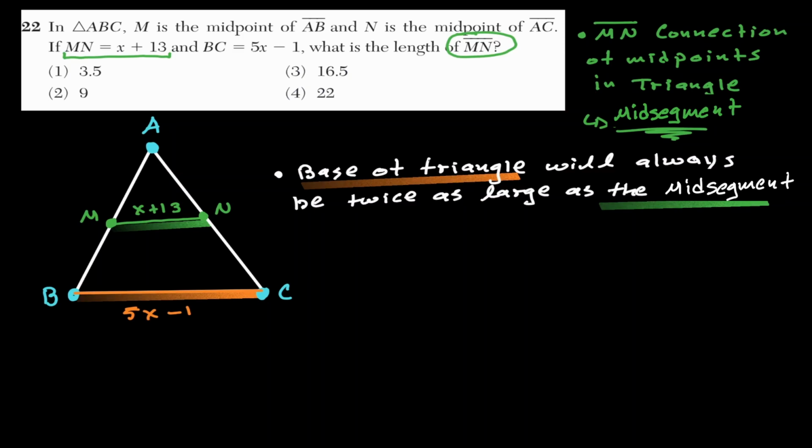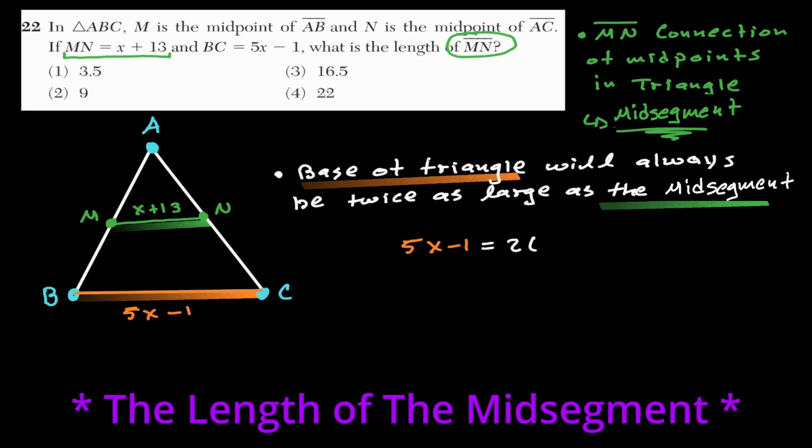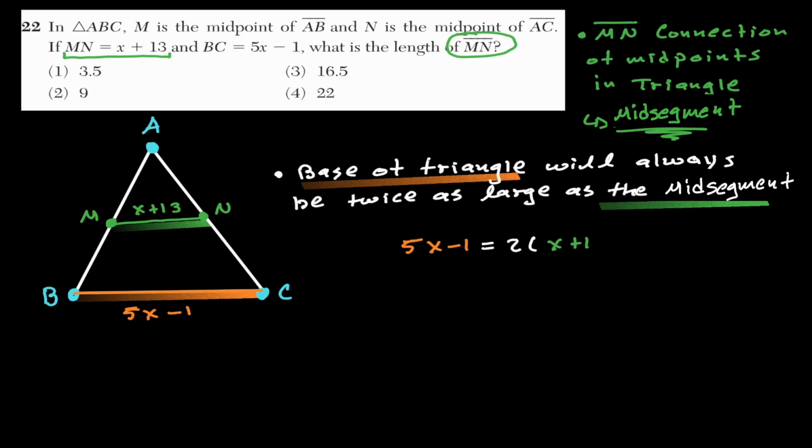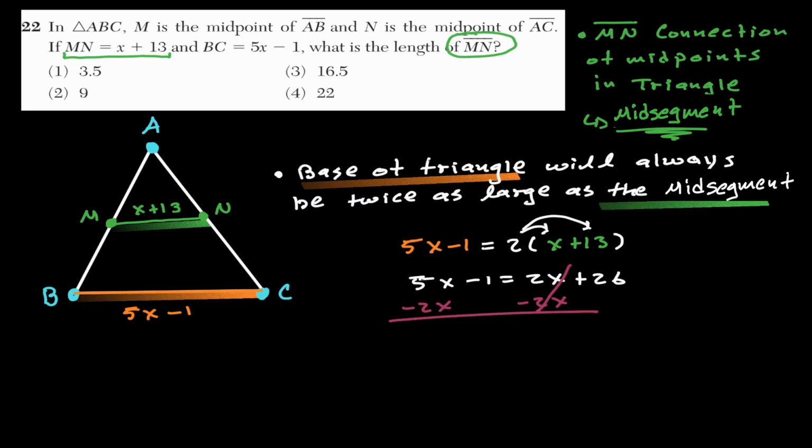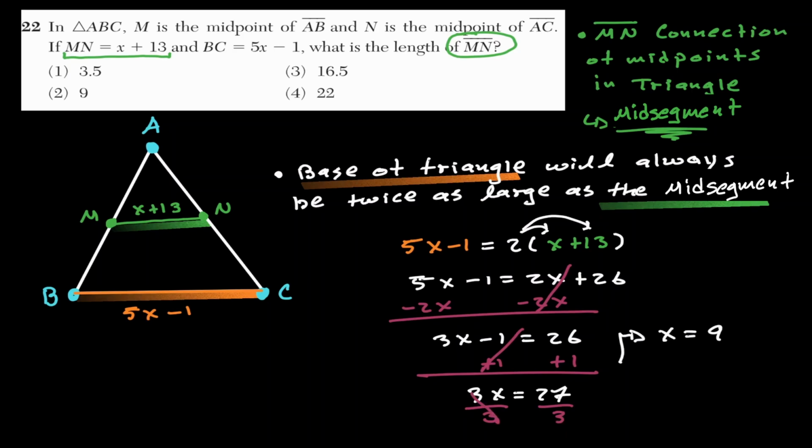So we can set up an equation. The base of our triangle, which is 5x minus 1, will always be equal to 2 times the length of the midsegment, which we have as x plus 13. And now with this equation, we can solve for x. Well, let's start by distributing the 2. So we will have 2x plus 26. And now to solve for x, let's move this 2x to the other side. So we'll have 3x minus 1 equal to 26. So now let's add 1 to both sides. We'll have 3x is equivalent to 27. And now let's divide by 3. So now we can say that x is equivalent to 9.